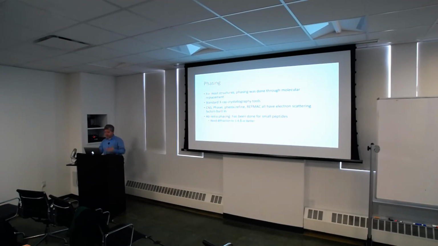And then for phasing, most of the structures they did through molecular replacement. So that was again standard X-ray crystallography tools. But for the highest resolution peptides, they did ab initio, and they said they needed the diffraction to be at least 1.4 angstroms or better, and they were able to do ab initio phasing of these tiny peptides, and those are the ones that went to like 1 angstrom resolution. The larger proteins they did all through molecular replacement.